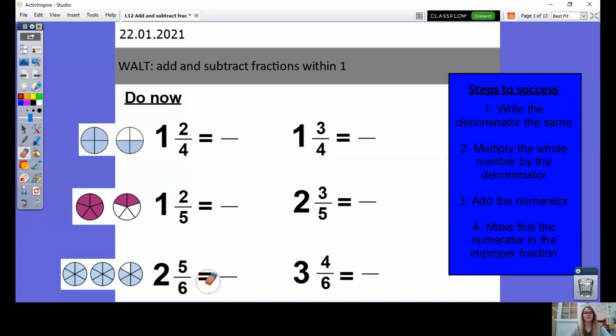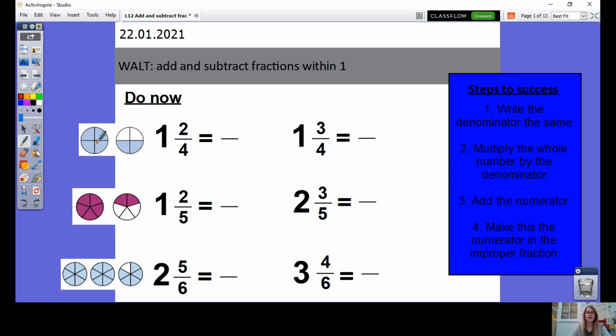Okay, so your do now for today is recapping changing mixed numbers into improper fractions like we practiced yesterday. Now, there are some pictures to help you with the first 3 questions, and the steps are also on the side, but do have a go at the second lot of questions with the steps if you can. You can draw your own representations if you still need those to support you, but try and use the steps to follow as well. So we're just going to quickly do the first one together just to check that we've remembered from yesterday. So the first one is 1 and 2 quarters.